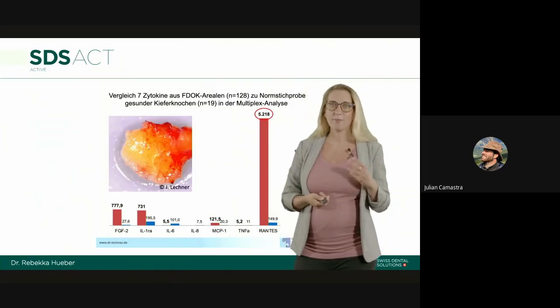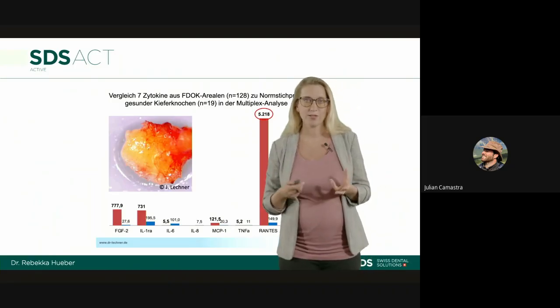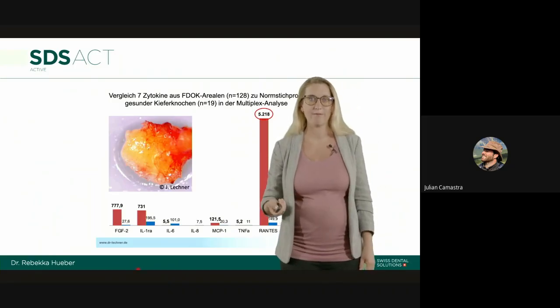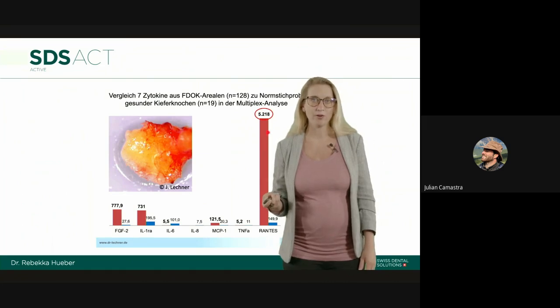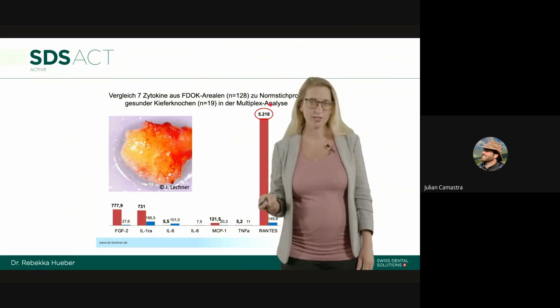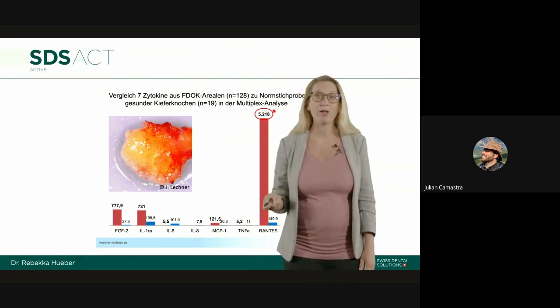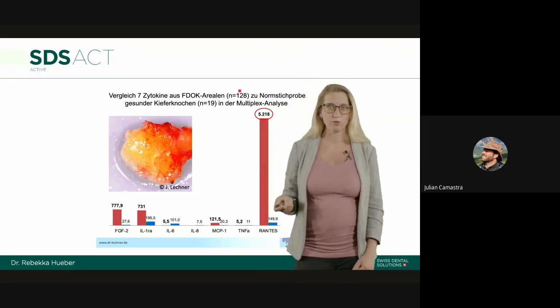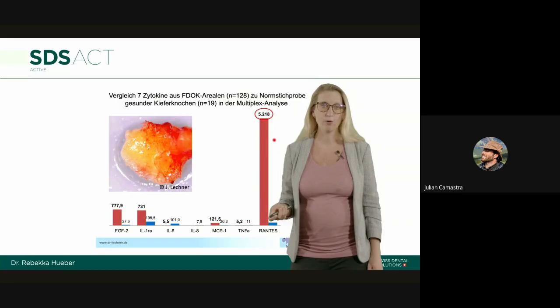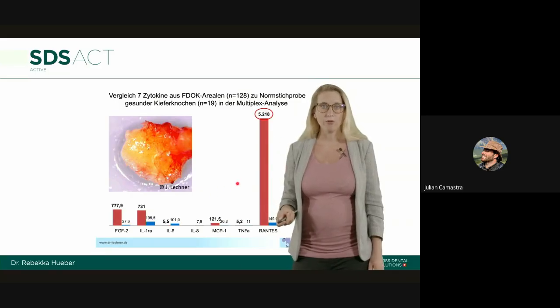This is the multiplex analysis of the cytokine profile, and you see that the Rantes level would be a normal Rantes level in a normal healthy bone. This is the Rantes level they found in over 128 probes of patients. It is 35-fold higher than usually, with over 5,218 picogram.